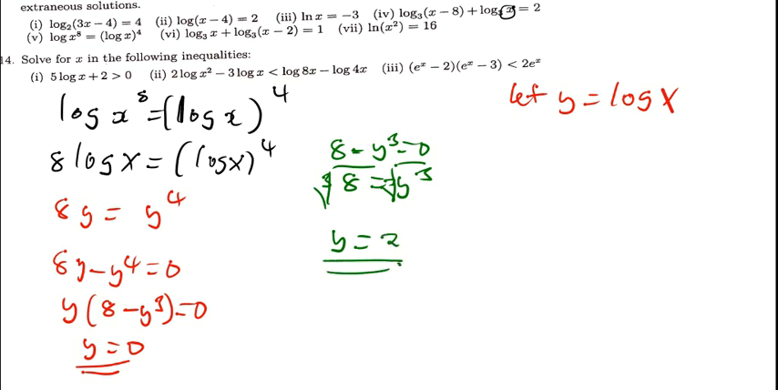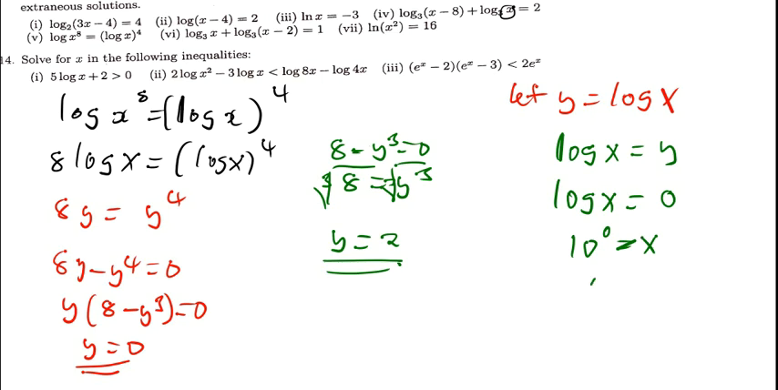Now we had to let log x be equal to y. So we'll say log x is equal to y. Now the first answer is 0, meaning 10 raised to the power 0 is equal to x. Any number to the power 0 is 1, so x is equal to 1 is the first answer.